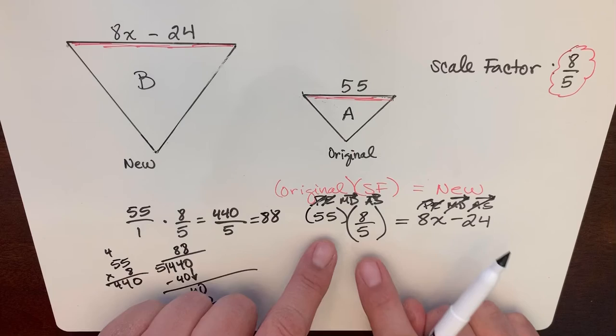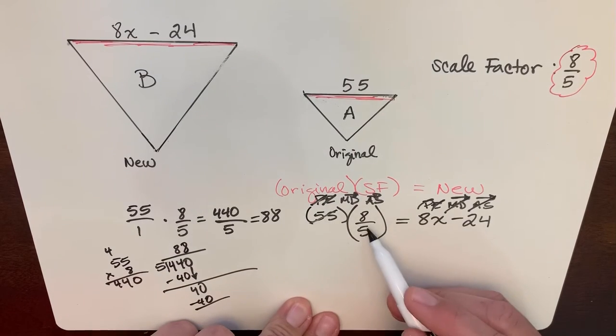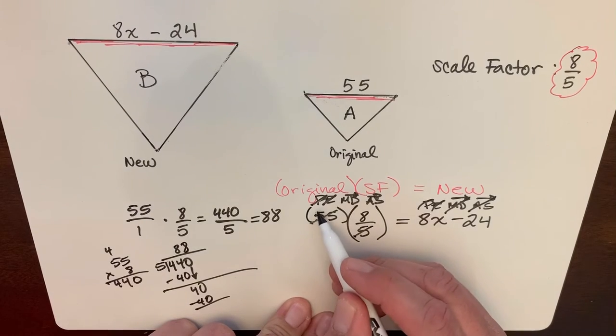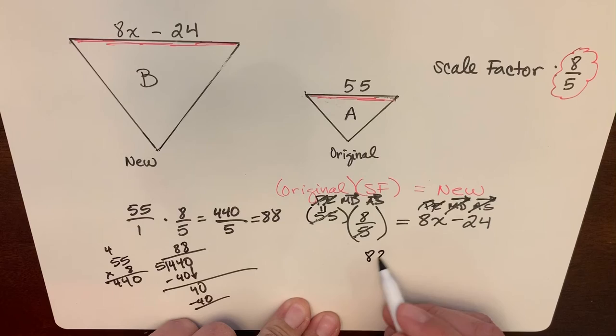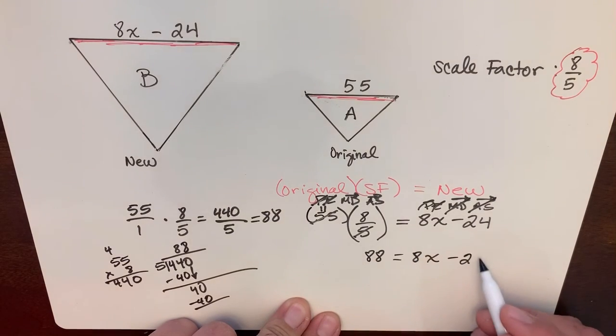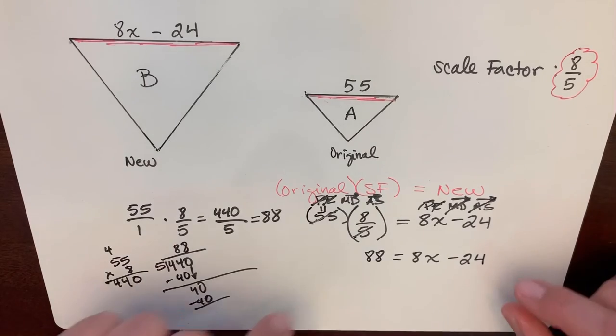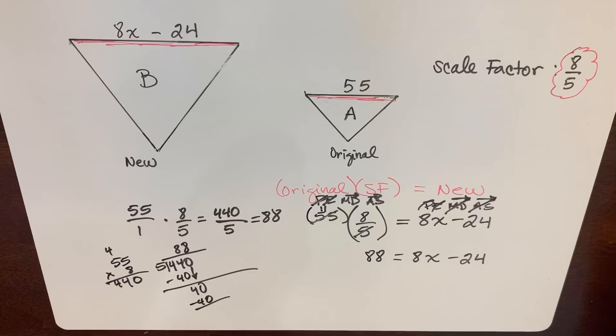Okay, well, let's see how else we can do that right here. I can go 55 divided by 5, and that gets me 11. 11 times 8, well, that's 88. So you do it however you see fit, however works for you, but you should be getting this: 88 equals 8x minus 24.